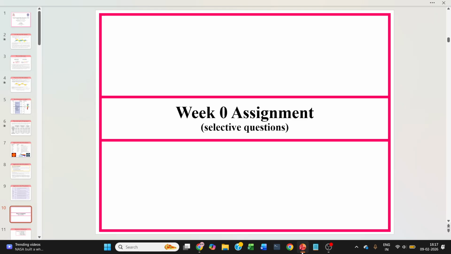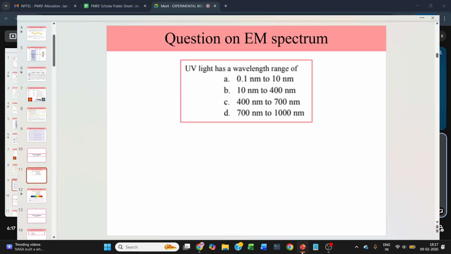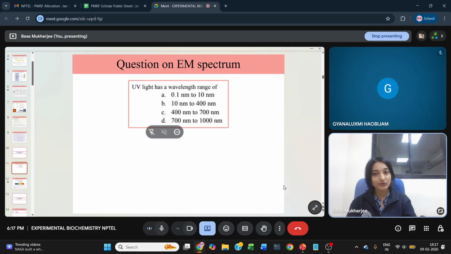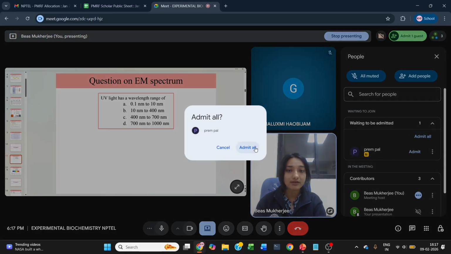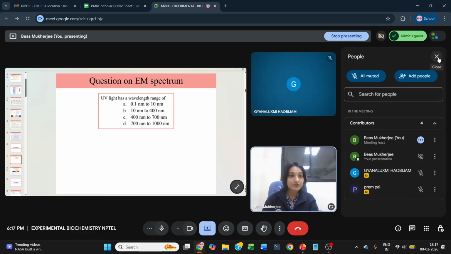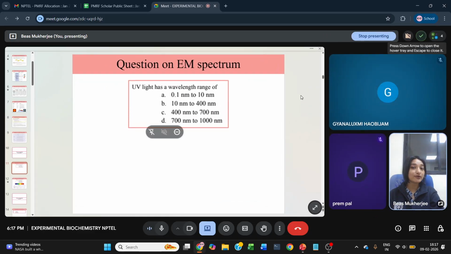Okay, so we'll continue. Now we come to one important MCQ that you can try solving. This is a simple MCQ, week 0 MCQ. This can look discouraging at first because here you are supposed to remember the wavelength range of UV light. But it is not very difficult. If you give some thought to it, you will understand.